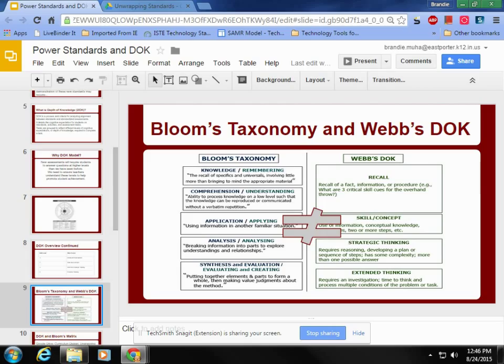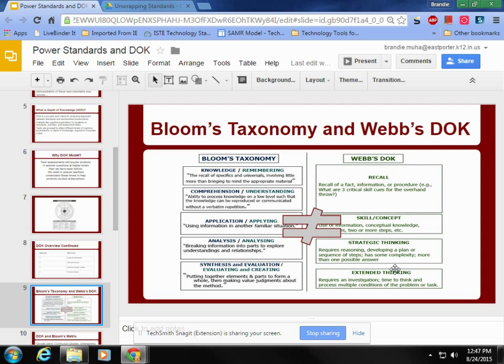Bloom is based on the verb. What type of thinking is needed to complete a task? Whereas Webb, or depth of knowledge, is focused on how deeply do you have to understand the content to successfully interact with it. So what we want to think about is what comes after the verb that makes a cognitive demand more rigorous.